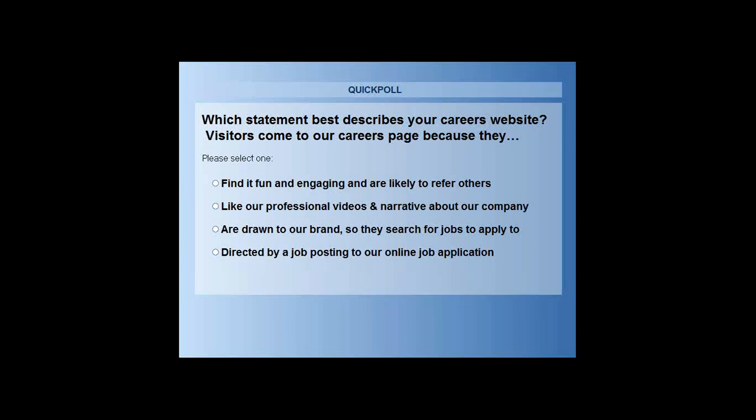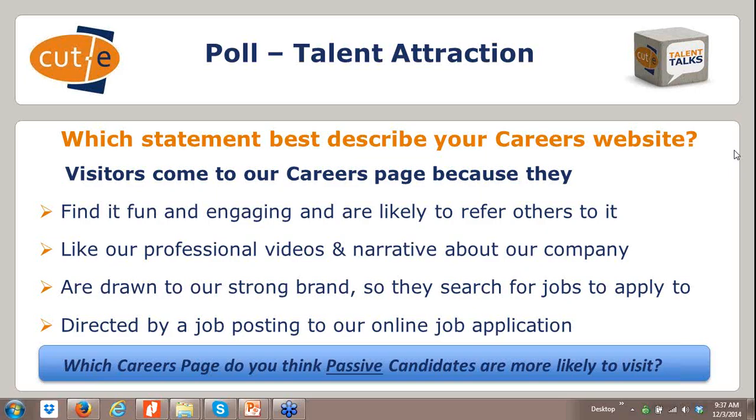So we're going to give it a couple seconds for you to respond to the poll here. Okay, early results are coming in. We'll give it another couple seconds. 10, 9, 8. Last chance to respond. 7, 6, 5, 4, 3. Okay, we're going to close the poll now, and let's share these results.